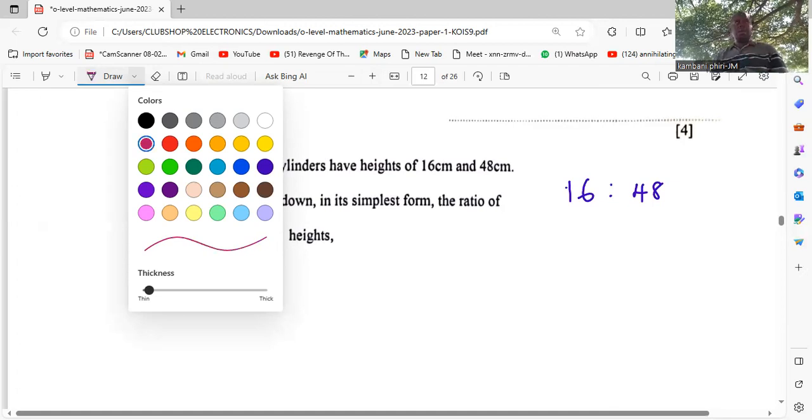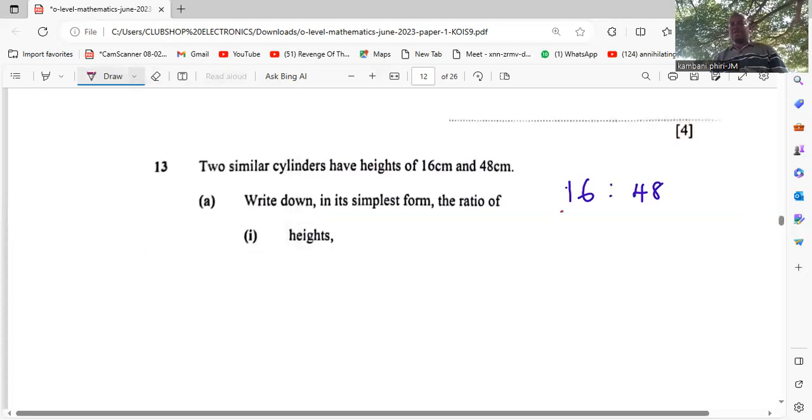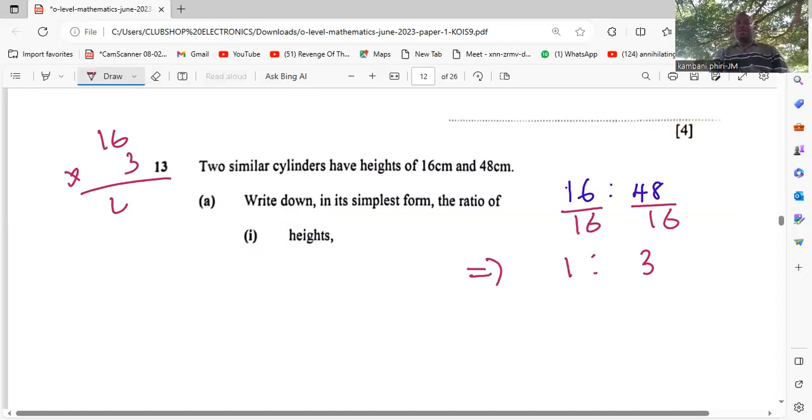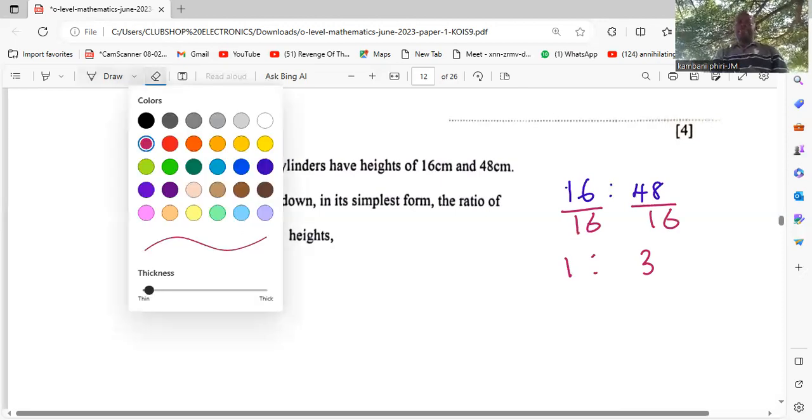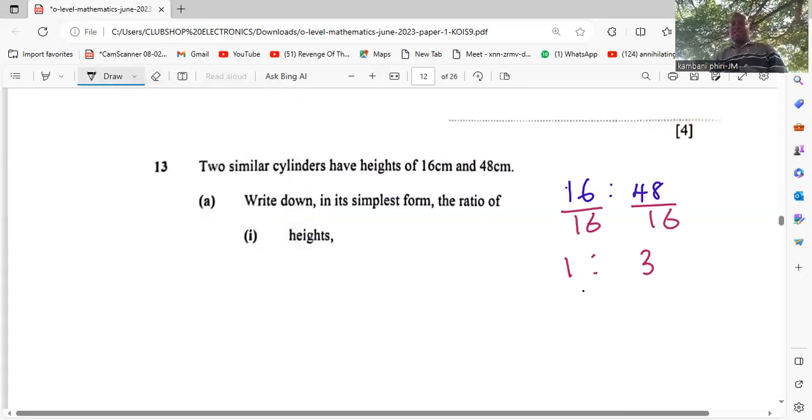So this expression can be reduced. We can divide both sides by 16. Divide here by 16. This implies that you have got 1 to 3, because 16 times 3 gives you 48. So I've got 1, 2, 3. This is the ratio that we are dealing with.